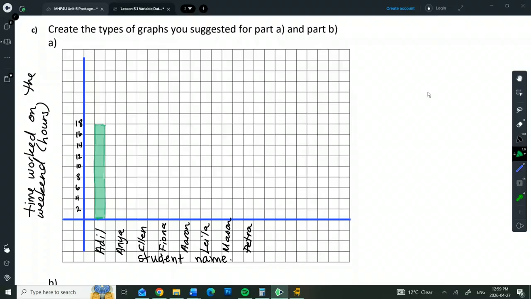Anya works 12.5 hours. So we should have that bar about like a quarter of the way up in that section, because half the way up is 13. Ellen works 12. Fiona, it's 8.